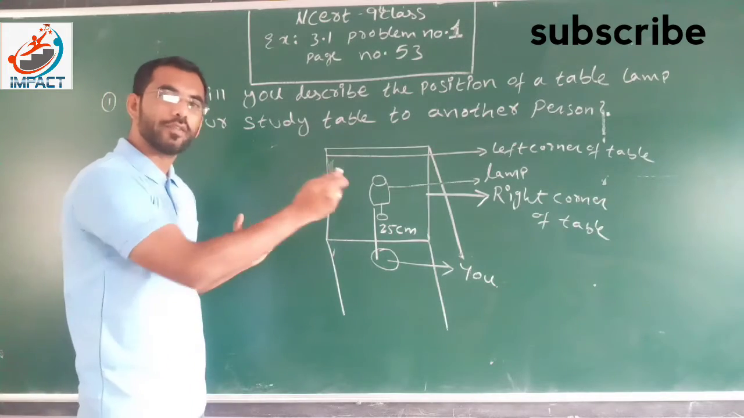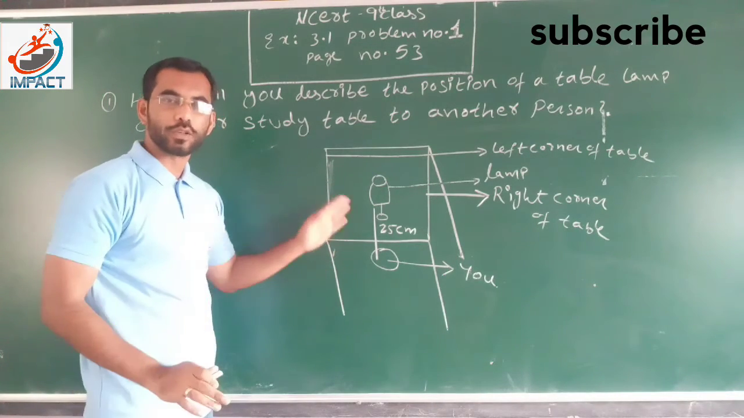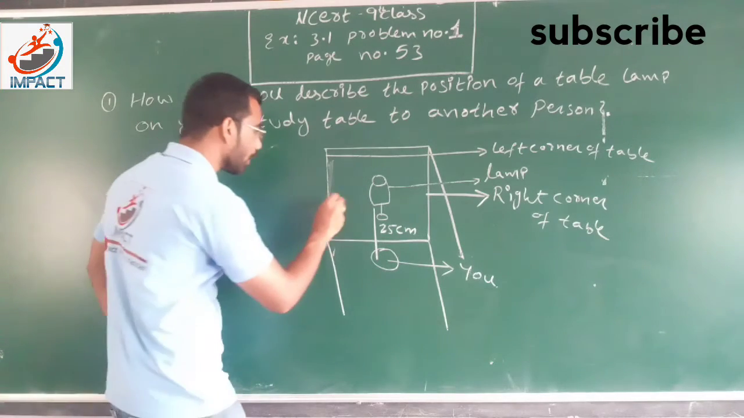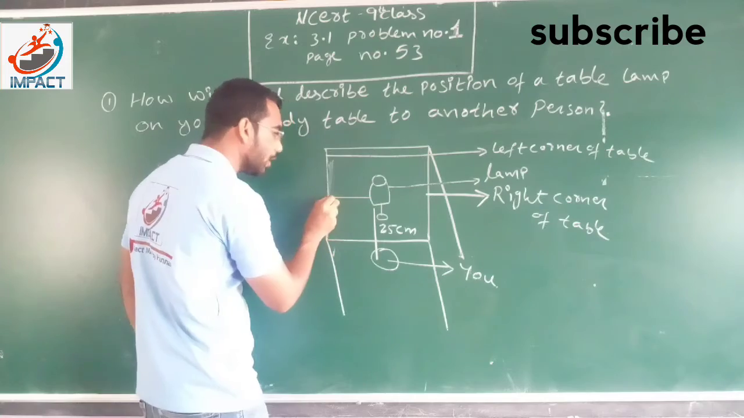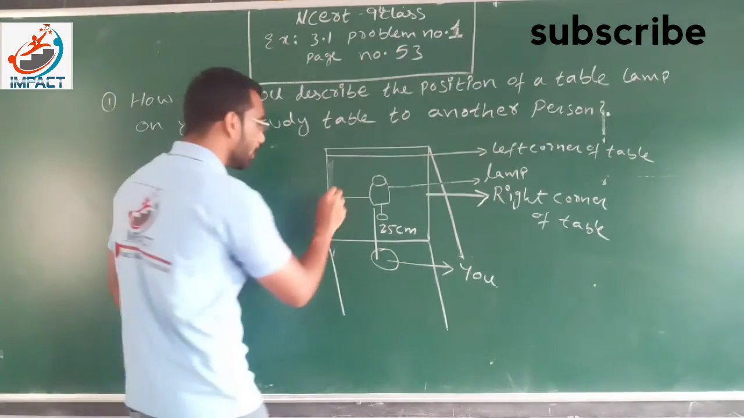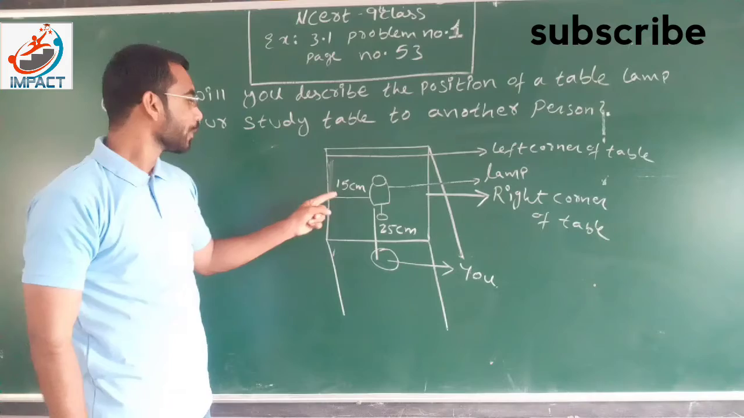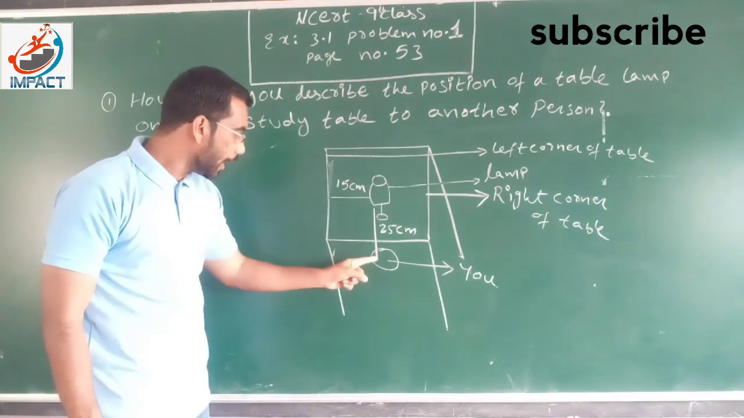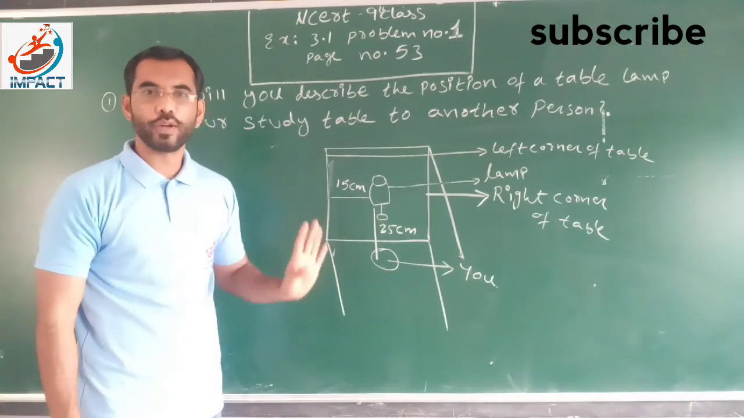Now we should select any one of the sides. Either you take left or you take right. No problem. I am selecting left. So from the left corner of the table to the lamp, for example, it is 15 centimeter. See, from the left corner of the table to the lamp it is 15 centimeter, and from me to the table lamp it is 25 centimeter.